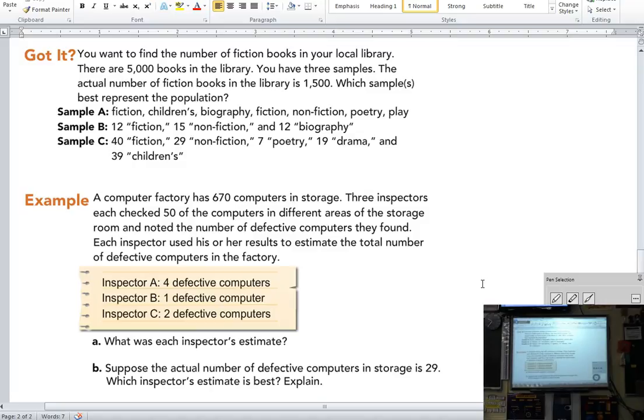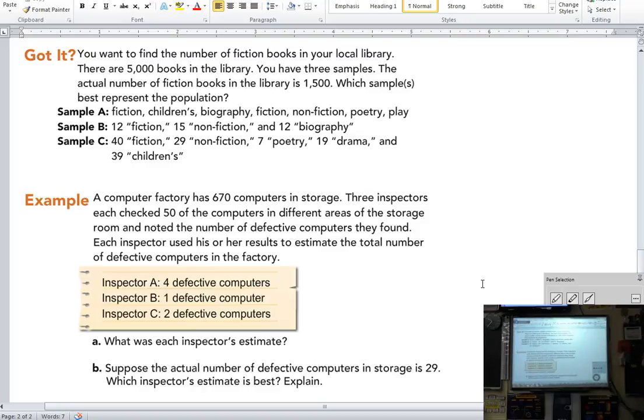I asked 3 of you to go out and pull a sample of books. So Dom comes back, and he's like, here you go. I got a fiction, a children's biography, a fiction, a nonfiction, a poetry, and a play. And Sam comes back, and she's like, Dom, you're so good. I got 12 fiction, 15 nonfiction, and 12 biography. Dom was an overachiever. I'm an overachiever than Sam.